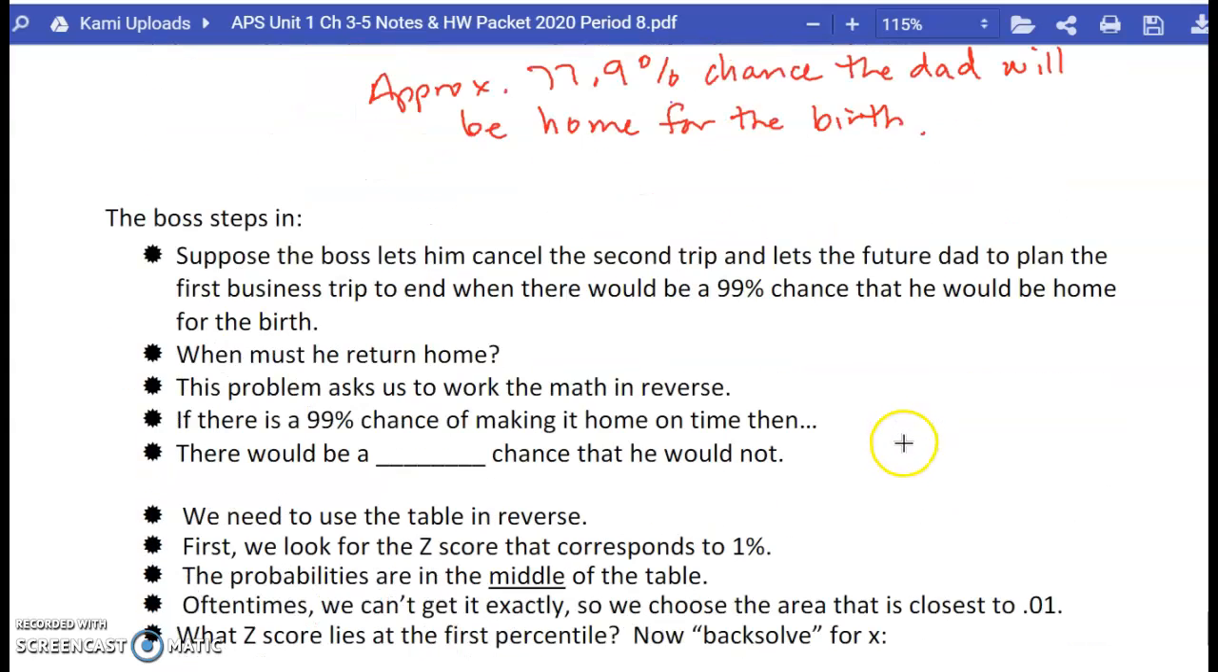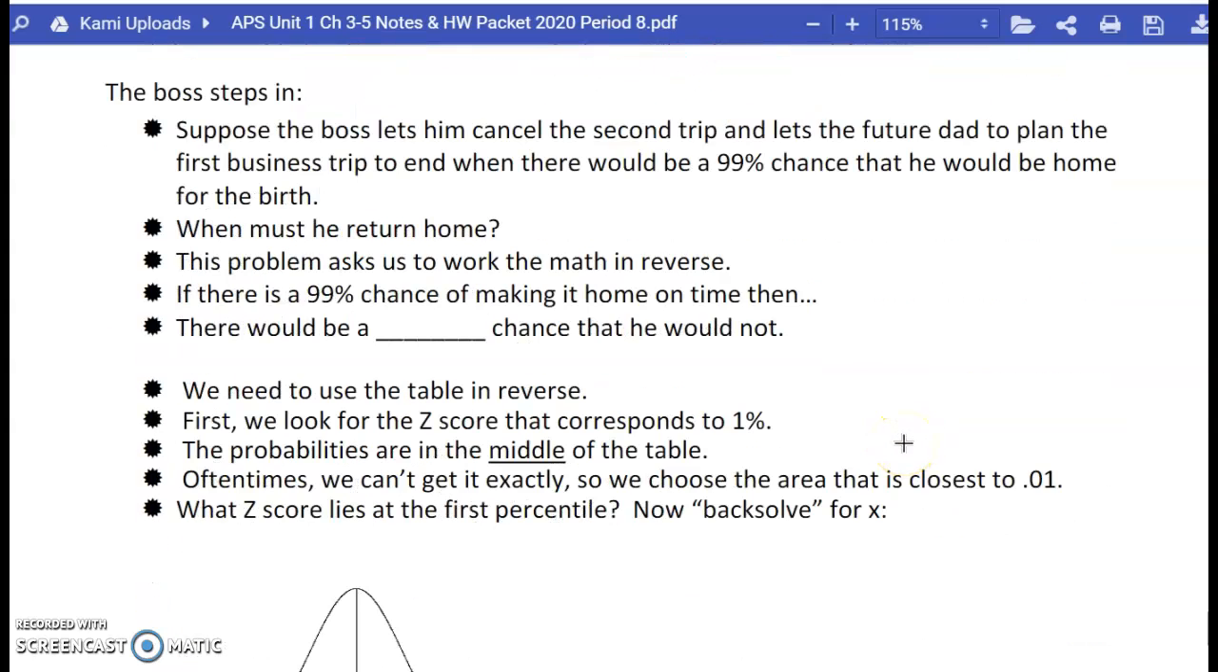So we're going to continue the pregnancy problem, and this is in the Chapter 5 notes. So the boss steps in. Let's suppose that the boss lets the dad cancel the second trip and wants the future dad to plan the first business trip to end when there would be a 99% chance that he would be at home for the birth.